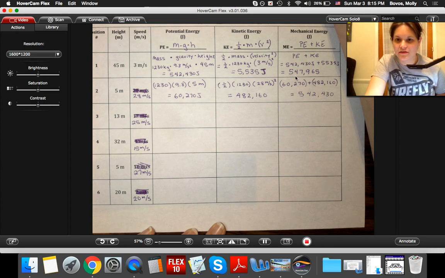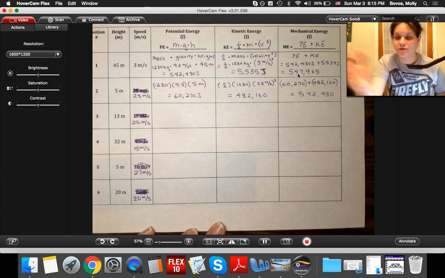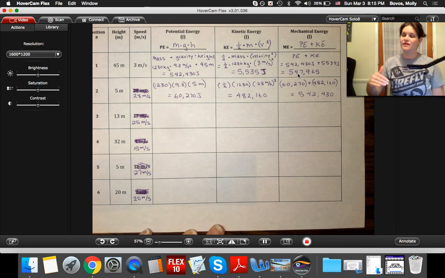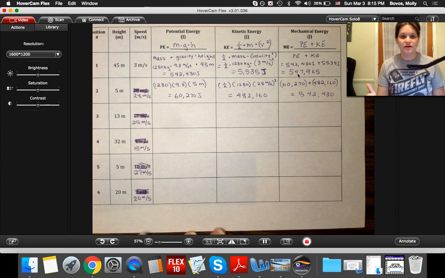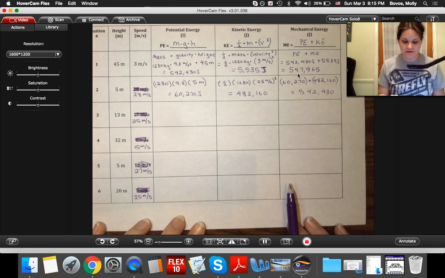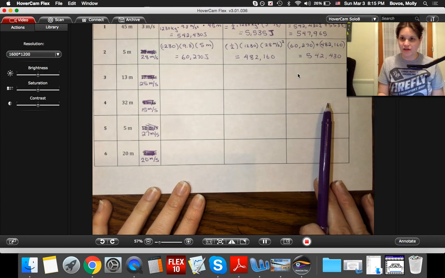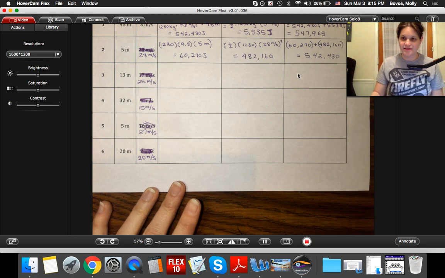You might also notice that this number is a little bit smaller than this one, which makes sense because some of that mechanical energy is going to get lost to heat, to thermal energy. And thermal energy is non-mechanical, so it's not going to be included in this mechanical calculation. Okay? So the next thing that you'll do is calculate these other 4, and you can check your answers with one of the instructors in class today.